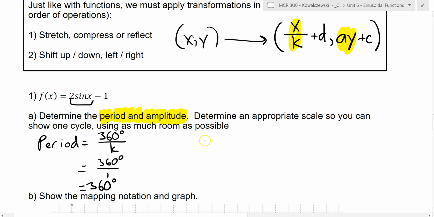In terms of the amplitude, what we figured out yesterday, or in the previous lesson, is that the amplitude is the same as the a value. And if you take a look at the equation, the a value is 2.